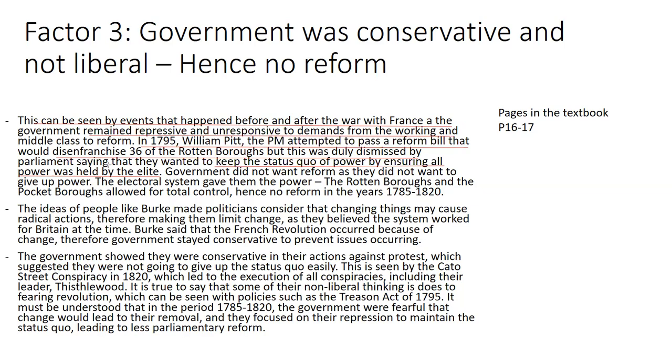And then the government also showed they were very conservative in their actions against the people and protests, which suggested they weren't going to give up their status easily. It's seen by the Cato Street Conspiracy in 1820, which led to the execution of all the people involved within the conspiracies, including the leader Arthur Thistlewood. It is true to say that their non-liberal thinking is down to fearing revolution. So again, it links back to the factor a little bit. The fact that the government was scared of revolution made them more conservative and anti-liberal. And that was seen by the Treason Act of 1795.